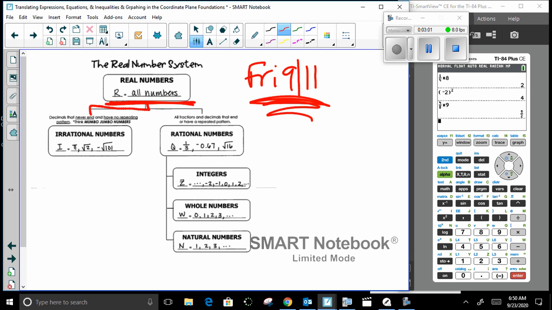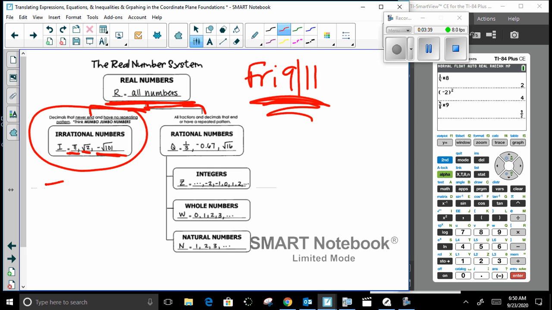From there, they break into irrational or rational. Irrational numbers are decimals that never end and have no repeating pattern. Pi is a decimal that doesn't end. Radical 2, that is a non-perfect square. That's automatically going to be irrational. The square root of 101, that's a non-perfect square. There's no number times itself that gives me 101. Therefore, it is irrational.